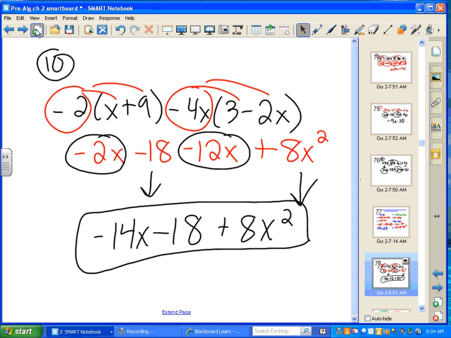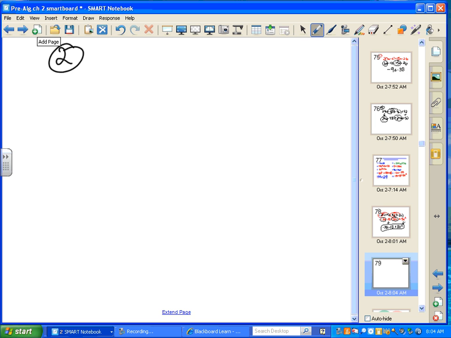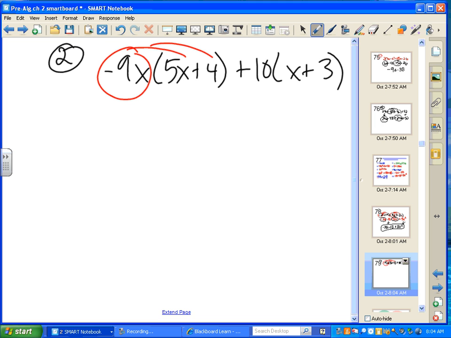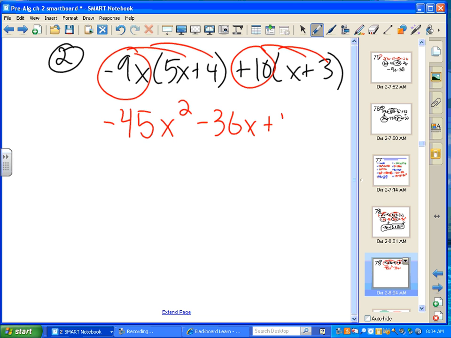Okay, number 2. We have -9x times 5x plus 4, plus 10x plus 3. Okay, so make sure you're checking your work as I'm going over it. Step 1 is distribute the -9x through. So we get -45x squared. -9x times 4 is -36x. 10 times x is positive 10x. 10 times 3 is 30. Okay, that's the important part.